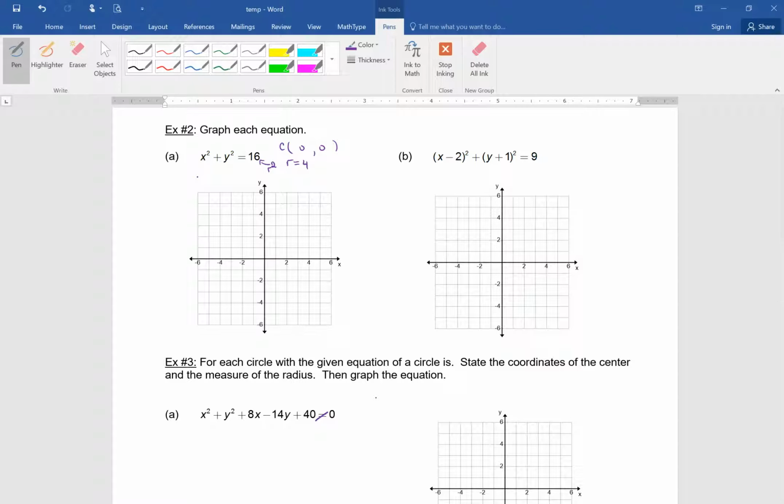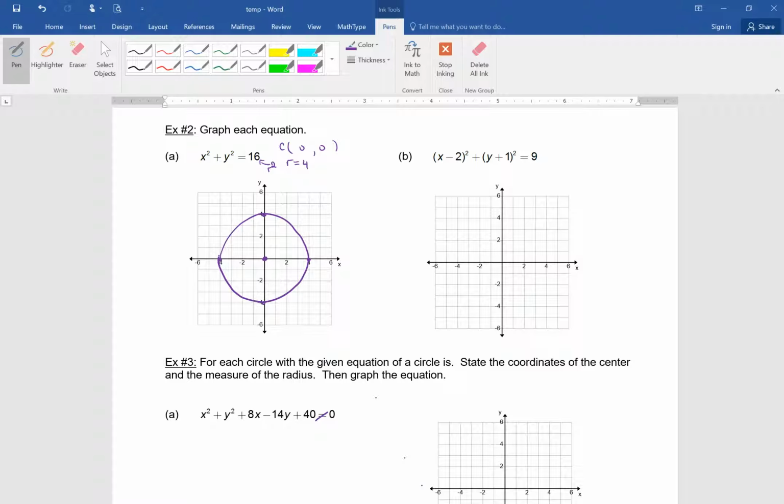No compass, you plot the center, 0, 0. Now the radius is 4. That means you have to go outward 4 units in each direction. So 4 units this way, 4 units this way, this way, this way. And please do your best to draw a smooth circle. That's all you do. Okay?